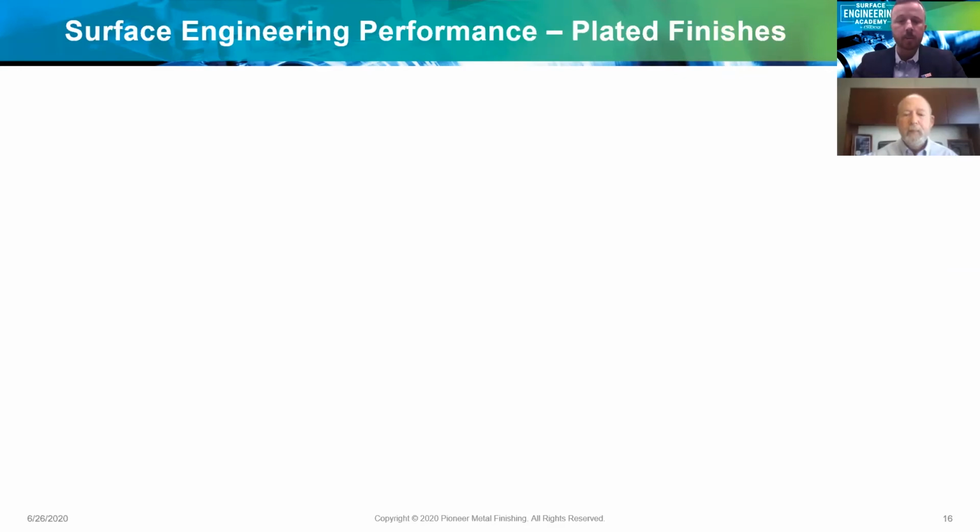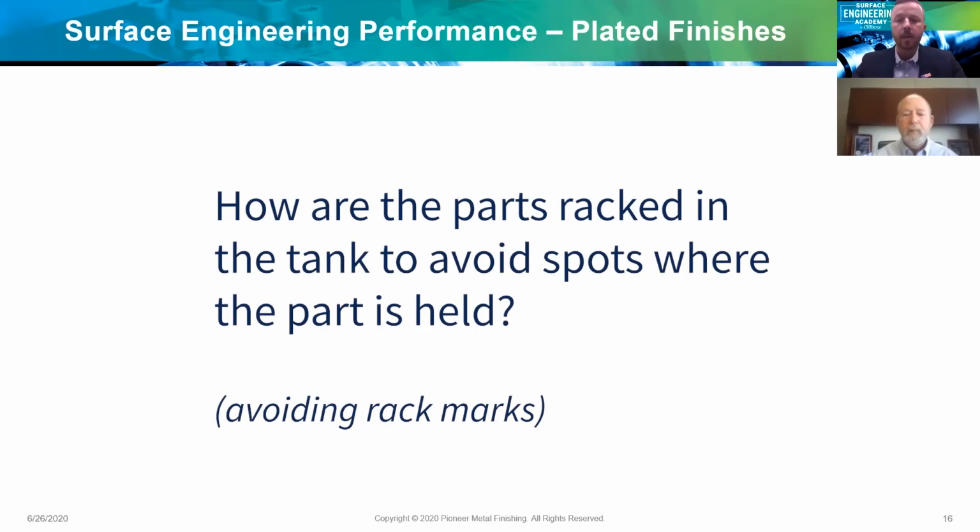With respect to tooling, how are the parts in the tank racked to avoid spots where the part is held? So rack marks, or how is it possible to not see a racking point on a part? And I think there's some good nuggets here with respect to electrolytic versus electroless plating and what we're able to do with rack marks. Yep.